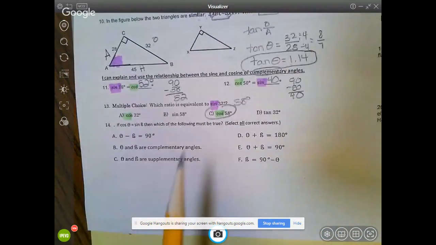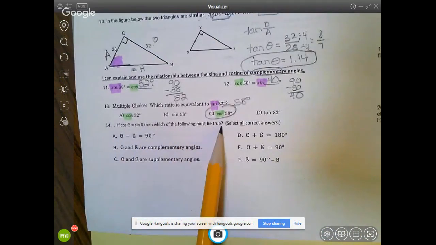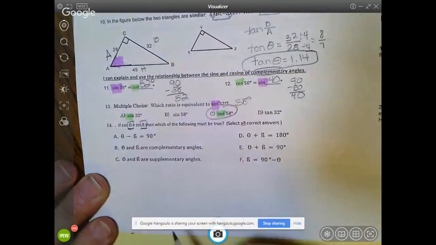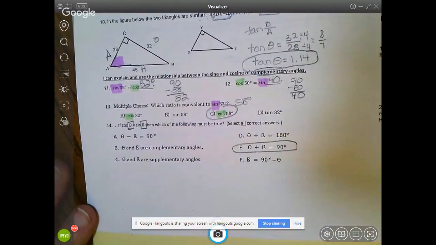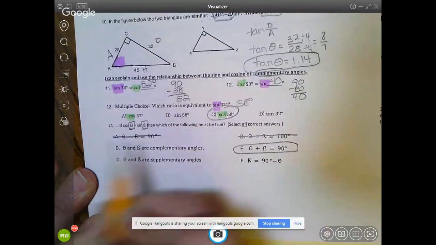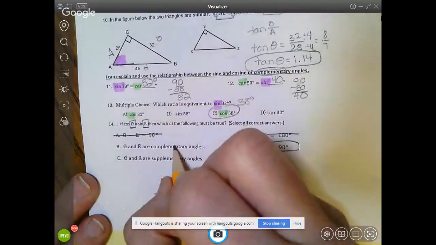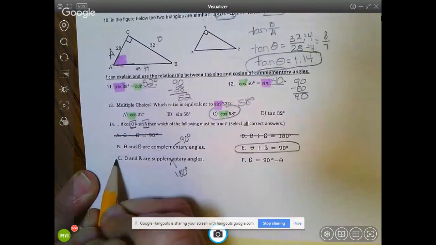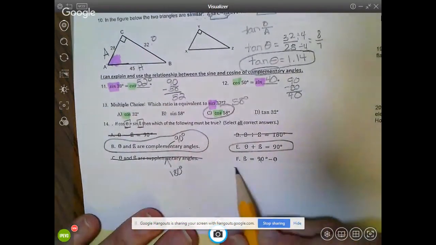So it says, if cos theta equals sine beta, which of the following must be true? Well, we know that if we add these up, they always have to equal 90. So we know it's going to be choice E because their sum is always 90 degrees. So it cannot be choice D. And we're not subtracting to get 90, so it can't be choice A. These are complementary angles because complementary angles equal 90 degrees. Supplementary angles equal 180, so it can't be choice C. It's choice B. And this last one is also correct.